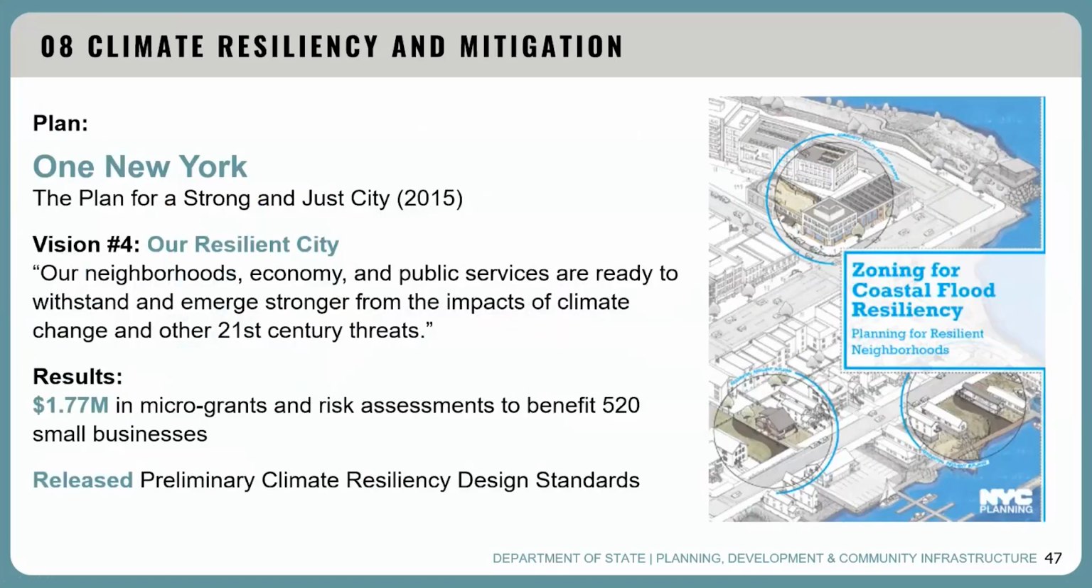Climate resiliency can be approached from many angles. For instance, a vision identified in New York's plan for a strong and just city identified climate resiliency for neighborhoods, economy, and public services and the effects of climate change. One of the results was a microgrant program and risk assessment assistant tool targeting small businesses. Small businesses often face deep challenges after an extreme weather event. For instance, an otherwise financially healthy cafe may close rather than face a months long recovery period.